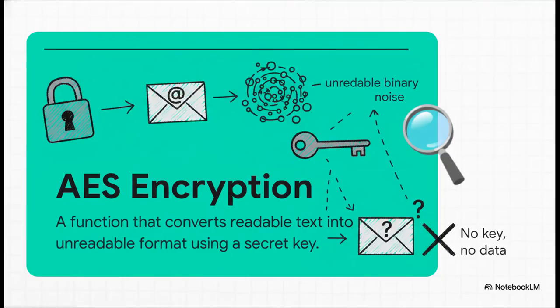We use a function like AES Encrypt, which takes something you can read, like an email address, and just scrambles it into unreadable binary nonsense using a secret key. Now, to get that original email back, you have to have that exact same secret key. No key, no data. It's really as simple as that.